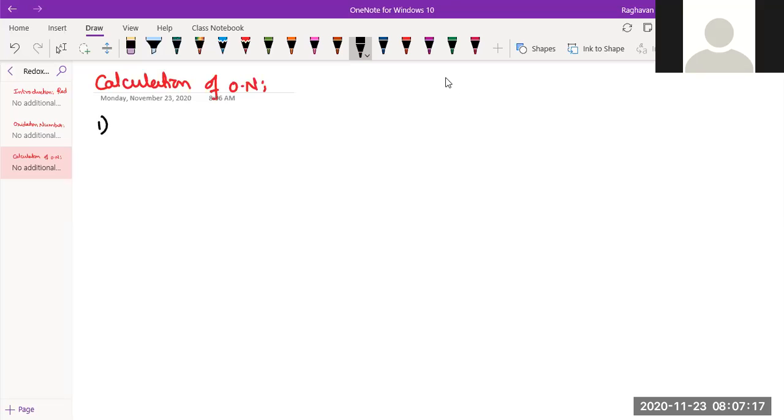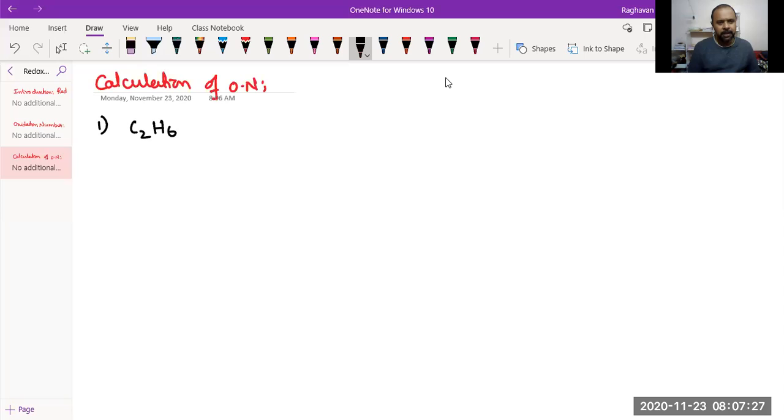Okay, we have this simple one. I'll take C2H6. Okay. Tell me, what is this compound? Sir, ethane. Ethane. In ethane, if you are going to calculate oxidation state, do you calculate it for carbon or hydrogen? Hydrogen. Hydrogen you calculate? Under rules we have found out, no?